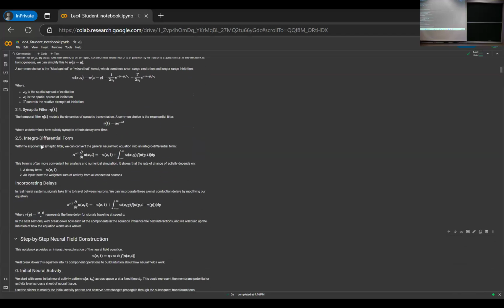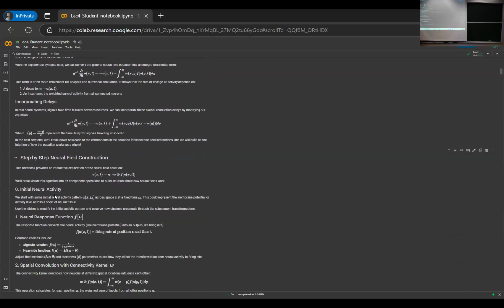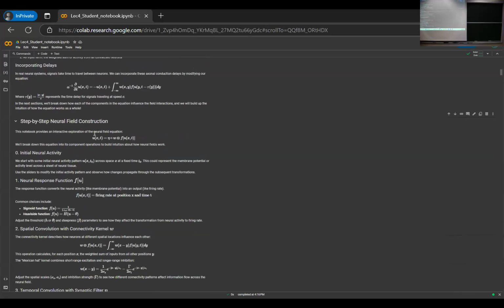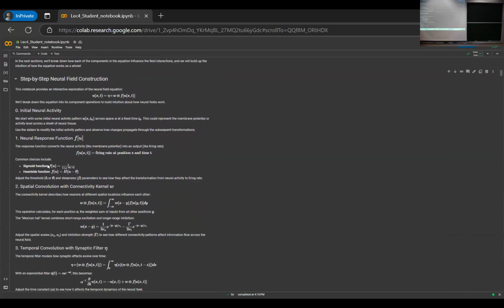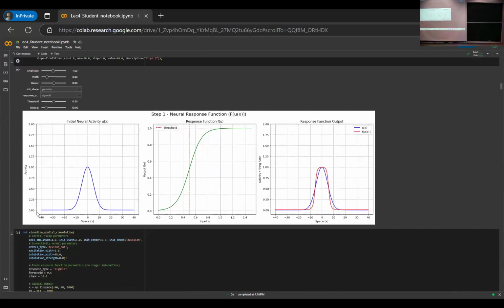Okay. Let's go through a step-by-step construction of the field equations. All right, so let's assume that we have a field like so. This is our one-dimensional field of neurons, and we can have activity patterns over it. So here, let's just say we have 80 centimeters of cortex, one-dimensional, and there's an activity bump in the middle. So you want to see how this interacts with the regions surrounding it and how they actually influence it back.